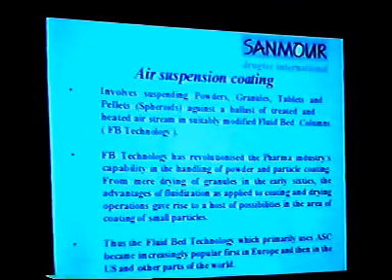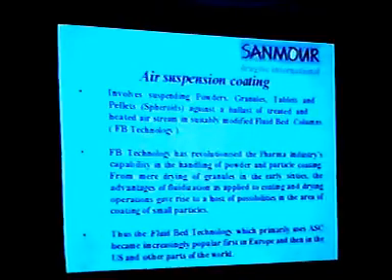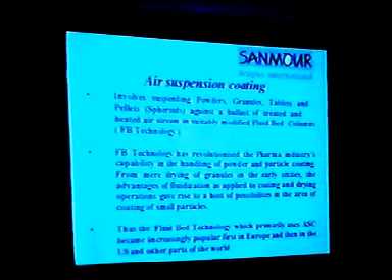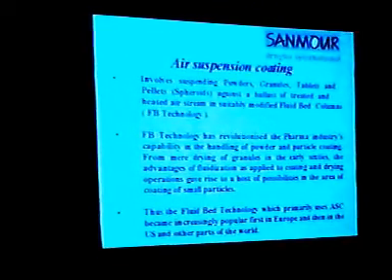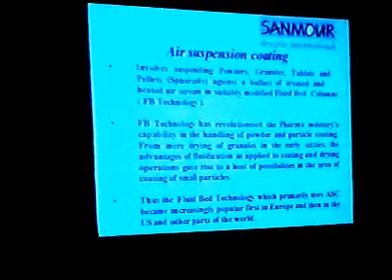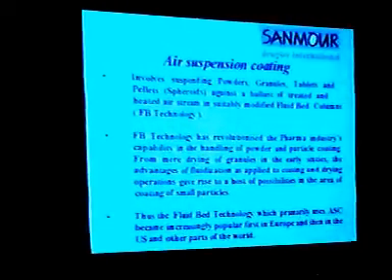Then came the air suspension coating, or the fluidized bed technology. Now this involves suspending powders, granules, tablets, pellets against a ballast of treated air stream in suitably modified fluid bed columns. Fluid bed technology has revolutionized the pharma industry's capability in handling of powders and particle coating. From mere drying of granules in the early 60s, the advantages of fluidization as applied to coating and drying operations gave rise to a host of possibilities in the area of coating of small particles.